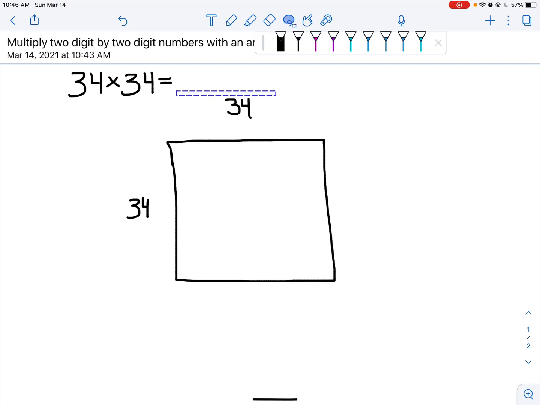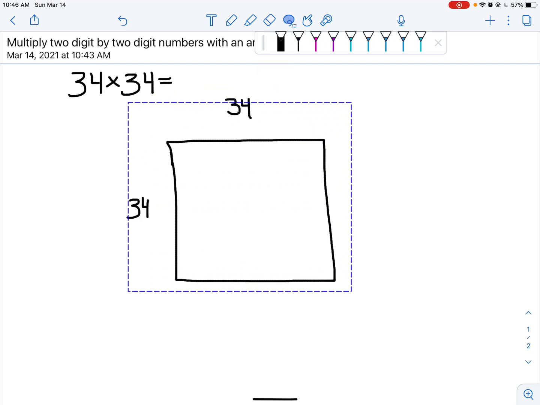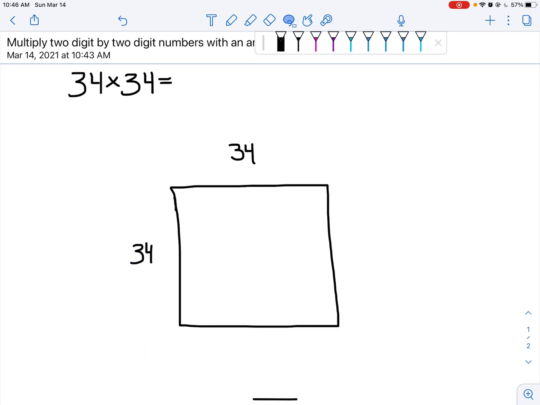Now I'm actually going to scooch this a little bit because I'm going to need some space to break up my side lengths into some smaller pieces. And I want to give myself room. So I'm going to break up my 34 both times into a 30 and a 4. Because I know I can multiply by 30 and I know I can multiply by 4 separately.